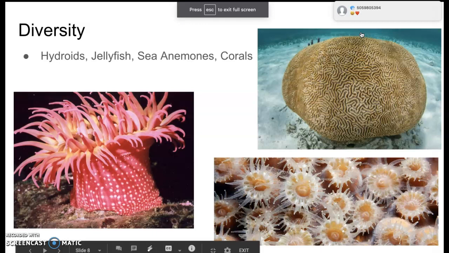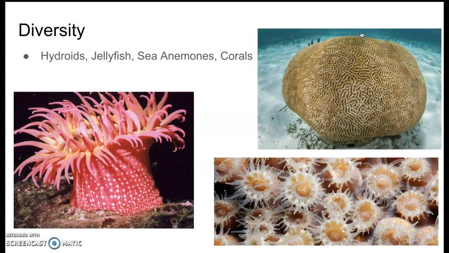So our second recording is for diversity of Cnidarians. And Cnidarians are composed of hydroids, jellyfish, sea anemones, and corals. You probably know what jellyfish, sea anemones, and corals are. Here is a sea anemone.